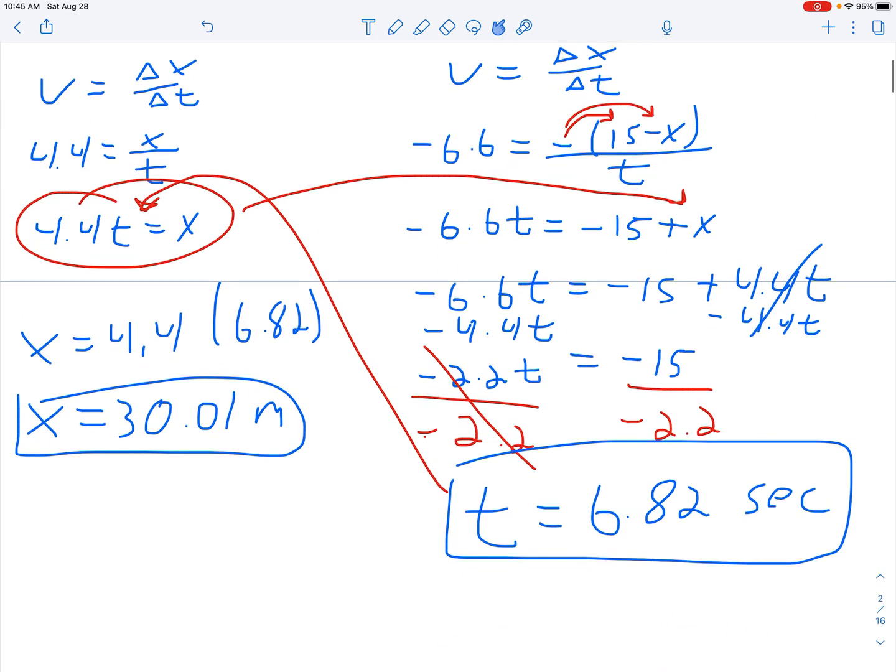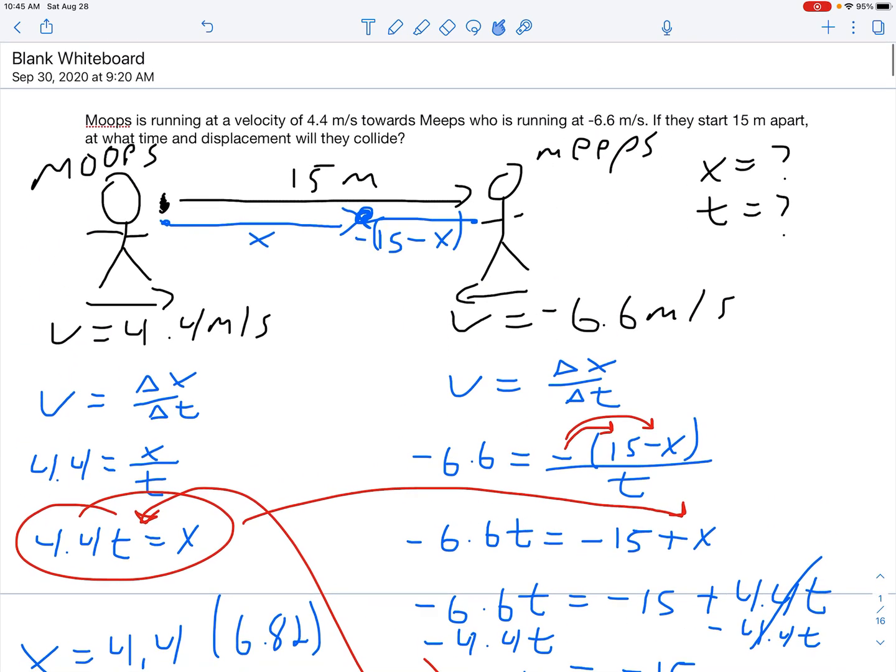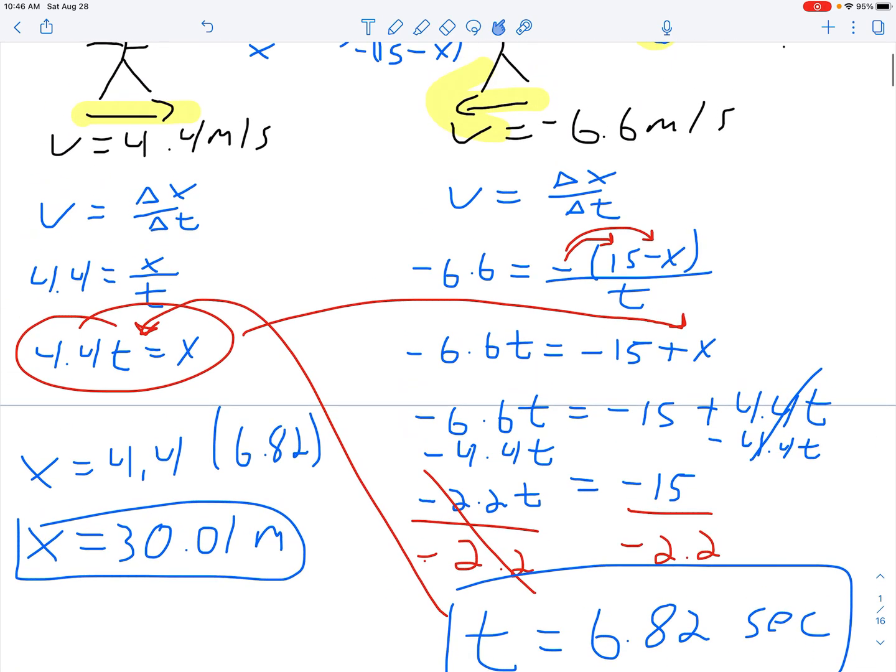I'm going to check my answer. 30 meters is my distance where they're going to collide. Where would 30 meters be? 30 meters is going to be way over here. Does that make sense, that they're colliding right there? If they're running towards each other, running this way and this way, it doesn't make sense that they're going to collide way over here. So I must have done something wrong. Let's take a look. What did I do wrong?